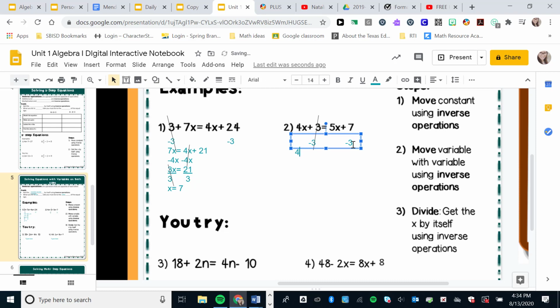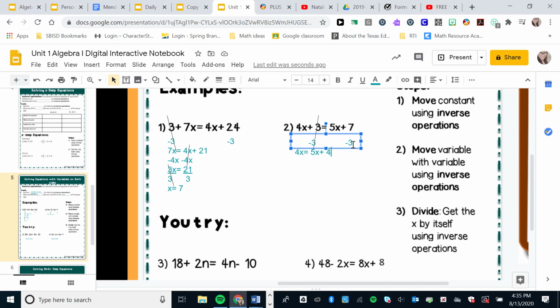On the left side, I have 4x equals. On the right side, I have 5x. But now I have to subtract, let's see, 7 minus 3, which is 4, so plus 4. Okay? If it was a negative 4, then I would write minus 4. But because the 4 is positive, I write plus 4.